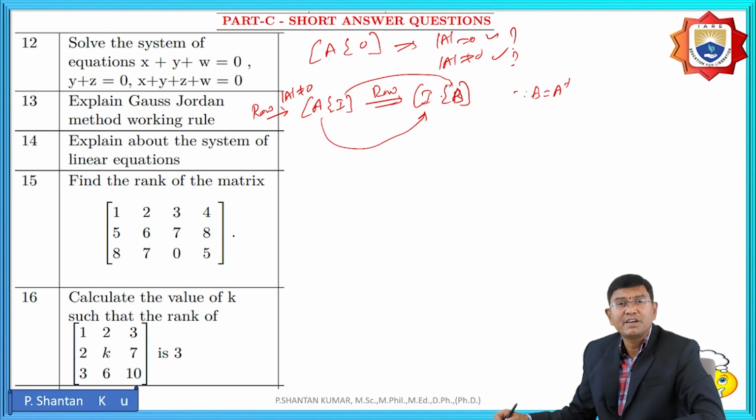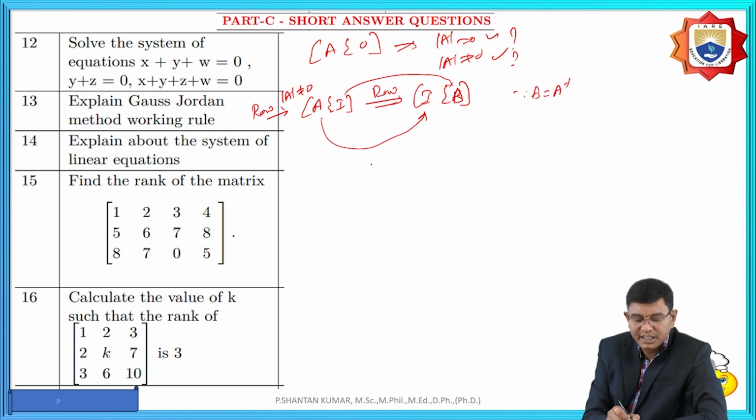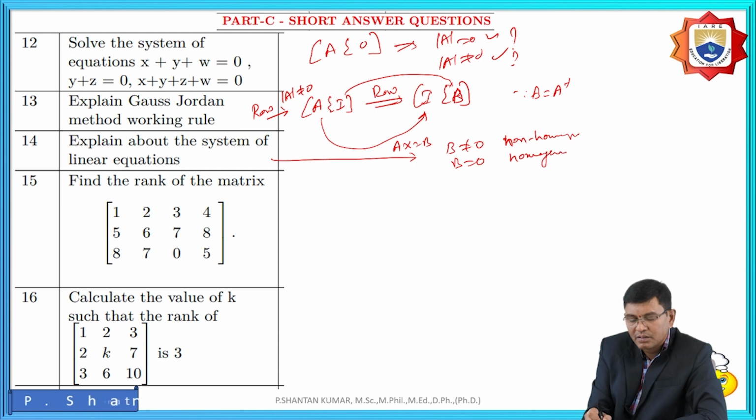Explain the system of linear equations. That is the equation AX = B. If B is not equal to 0, it is non-homogeneous, and if B is equal to 0, it is homogeneous. This is the non-homogeneous equation and this is the homogeneous equation.